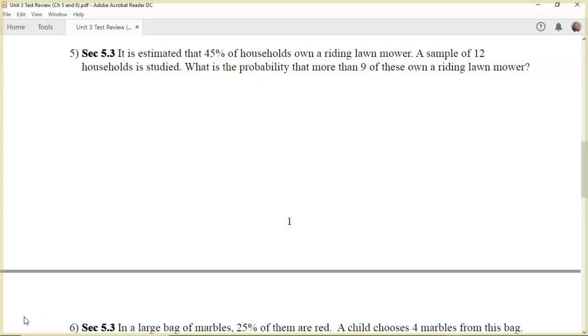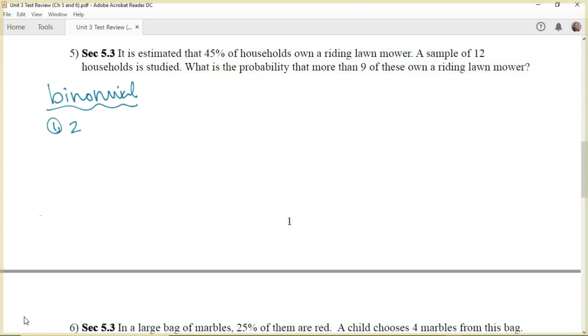So in this particular problem, it says it is estimated that 45% of households own a riding lawnmower. A sample of 12 households is studied. What is the probability that more than 9 of these households own a riding lawnmower? When we talked about the binomial distribution, there were 4 things that we were looking for, and just to go over those again.